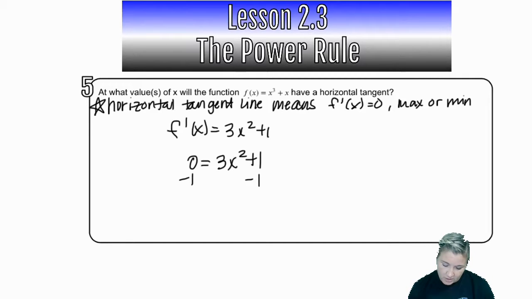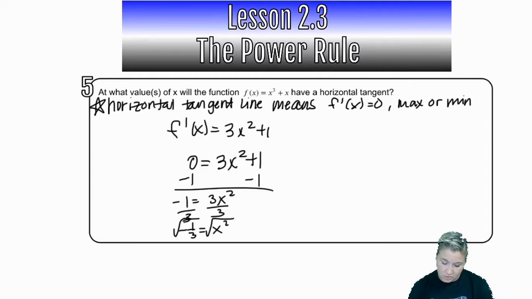Solving from here, I'm going to subtract 1 from each side. Hopefully you can already see where we're going here. So it's negative 1/3 is equal to x squared. Then you take the square root. So this has no solution. Okay, so what does that really mean? There's no max or min, because there's no horizontal tangent lines, because when we set this equal to 0, there weren't any values of x. So this is how you would want to word that.